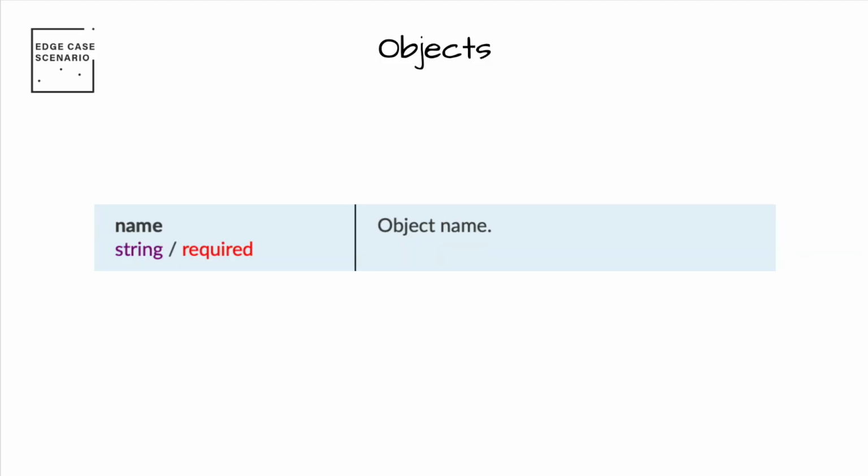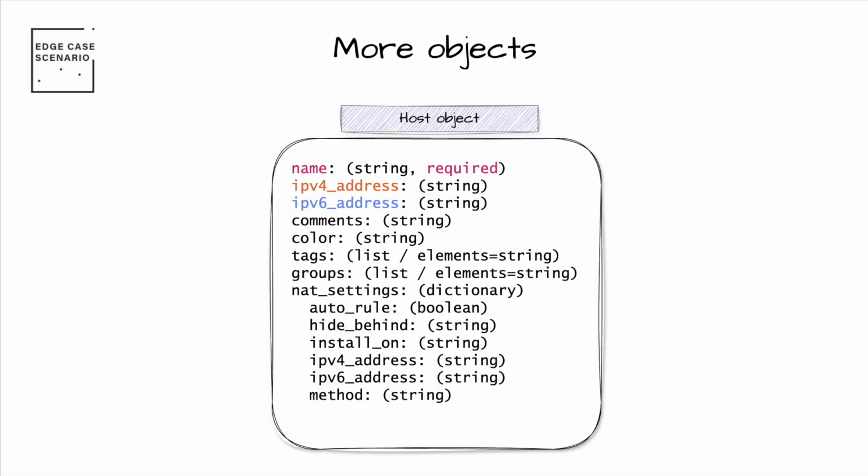As discussed back in episode 5, for almost all modules, the name parameter is required. Some objects need an extra parameter or two. Remember, the host object requires a name and an IPv4 or IPv6 address. Let's look at the other modules and find out what they need.